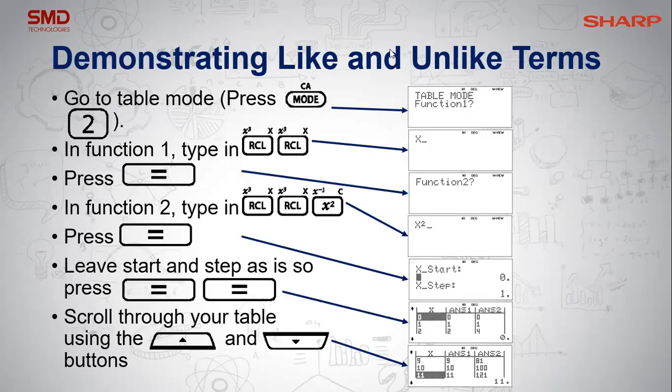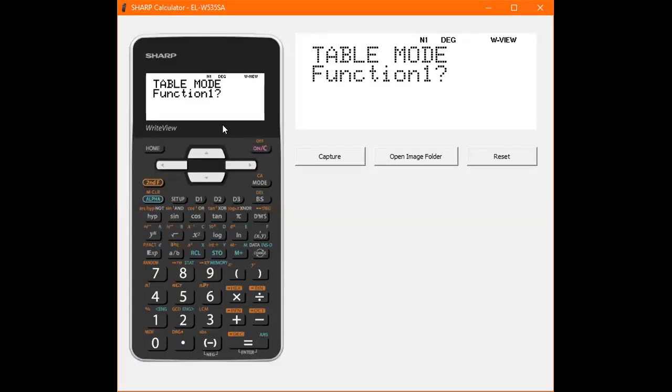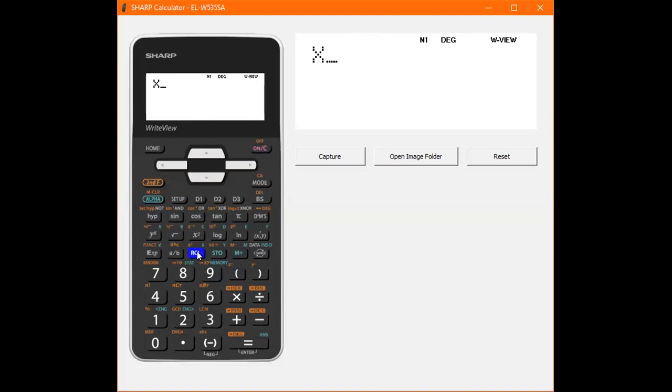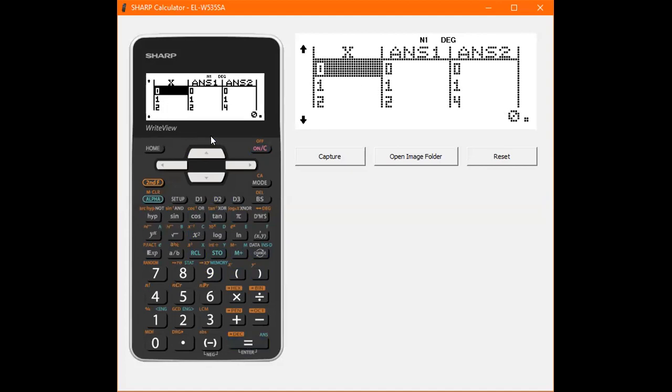So I wanted to demonstrate to you like and unlike terms. We're going to go back to table mode, and I'm going to clear function 1. What I'm going to do is make just an x here. Then in function 2, let's not confuse ourselves. In function 2, we're going to press an x, but we're going to square it. So in function 1, we've got x. In function 2, we've got x squared. And then if we press equals, equals, equals, we can see that these are not the same if we look at the 2 values in our answer columns because they change. Therefore, these are not like terms because when we substitute in, they become different values.